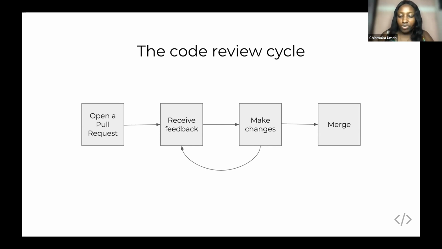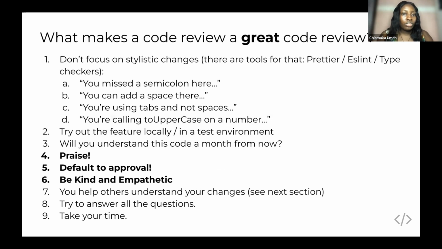So that is the code review cycle. So what makes a code review a great code review? It's good to not focus on stylistic changes. There are tools for that, like ESLint and type checkers. It's good to not focus so much on things like you missed the semicolon here, you can add a space there, you're using tabs and not spaces. So it's good to not focus on them.